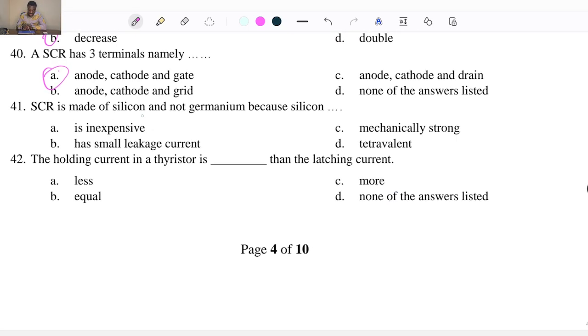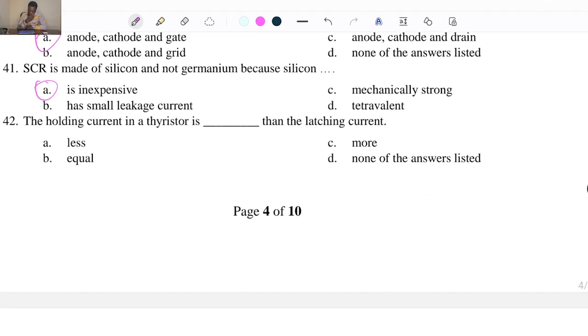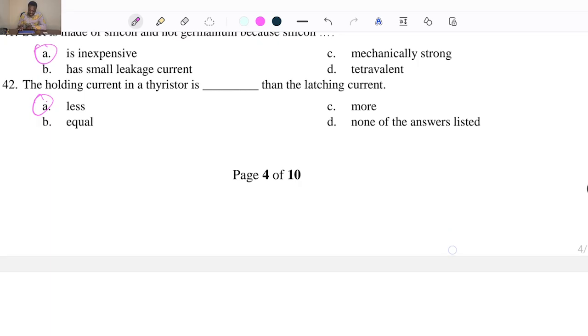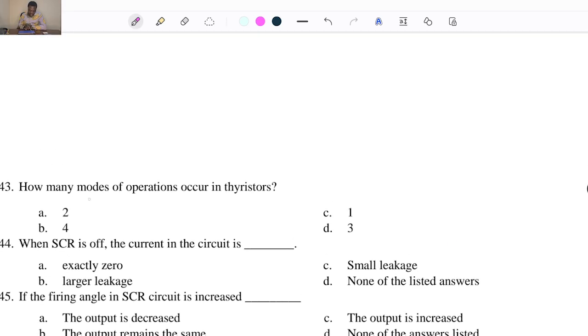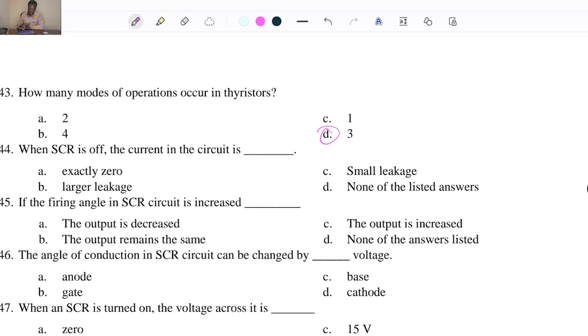Silicon control rectifier is made of silicon and not germanium because it is what? Cheap, right? Meaning it is inexpensive. The holding current in a thyristor is less than the latching current. It's less, okay? Less than the latching current. How many modes of operation occur in a thyristor? We have 3. We have the reverse blocking mode, the forward blocking mode, and then the forward conduction mode.